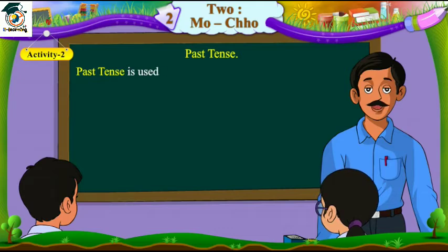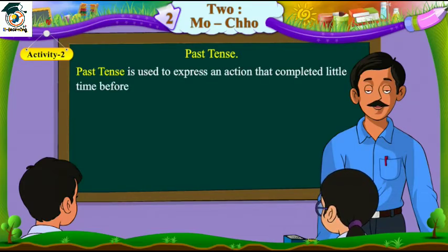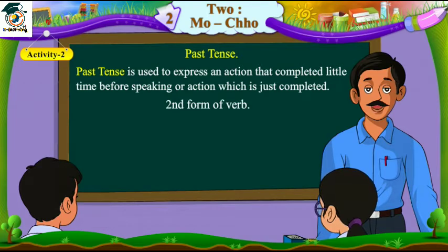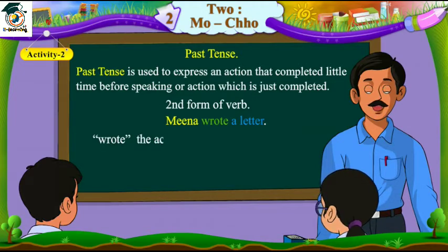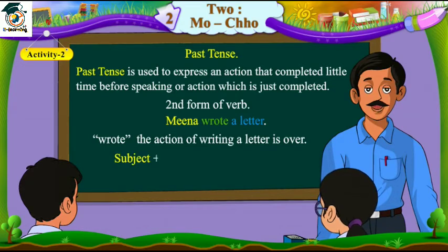Now let's understand past tense. Past tense is used to express an action that completed little time before speaking or action which is just completed. Hint: second form of verb. For example, Meena wrote a letter. Wrote tells that the action of writing a letter is over. So students, the format of past tense is subject plus second form of verb plus object.